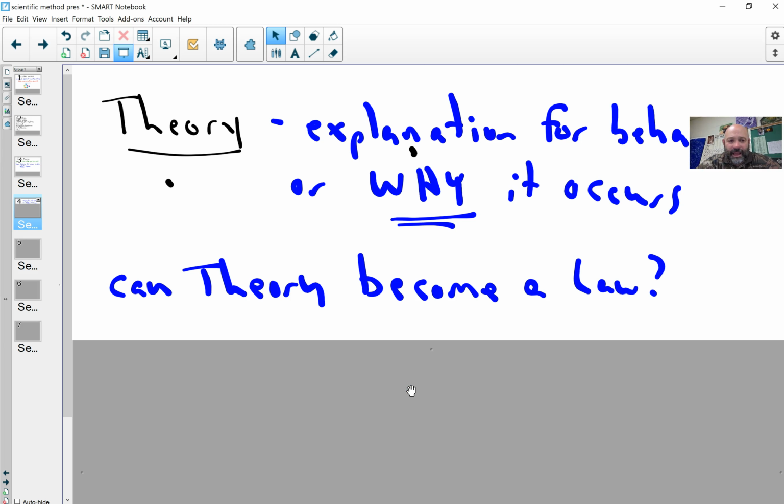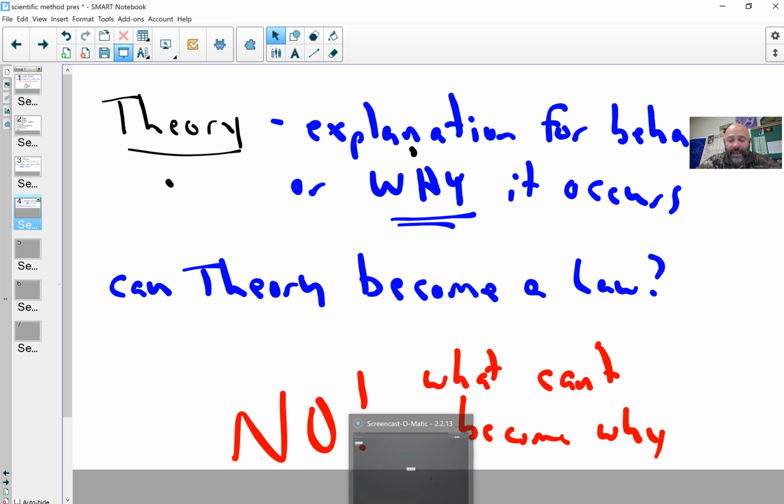So another common misconception that we hear is, can theories become law? People say, yeah, if you prove it enough times, it can become law. How many times do you have to prove it? 10, 50, 100, 150? Think about it this way. Can what, or can why become what? Can an explanation become actual behavior? No. Why can't become what. That's what you're looking at in this case.